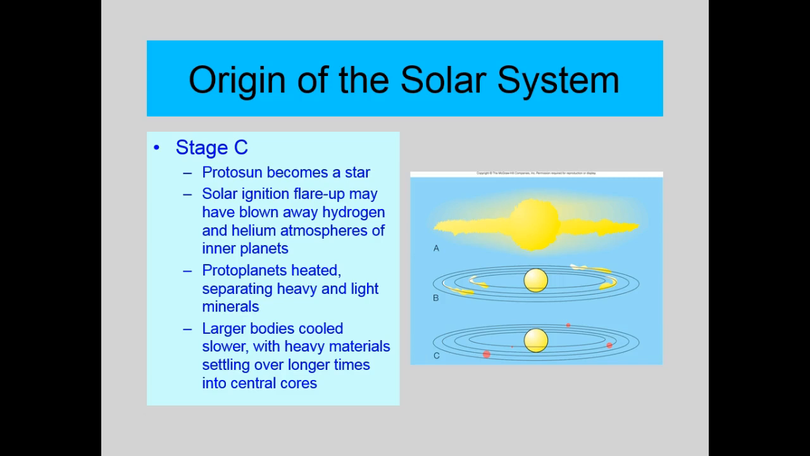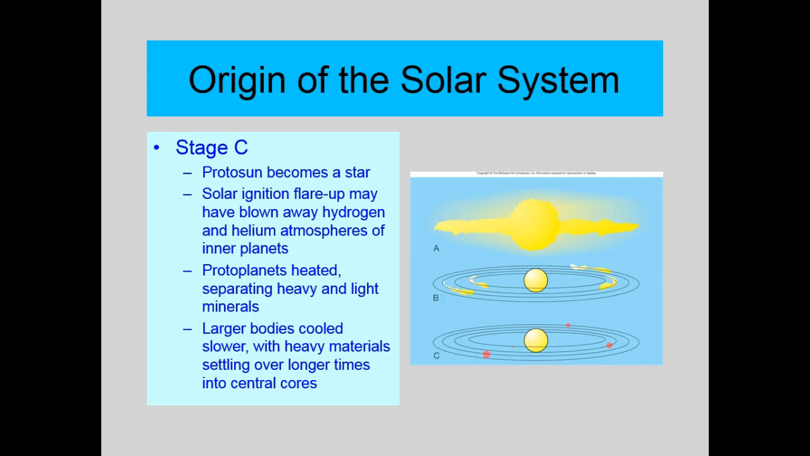Because remember, Mercury has basically no atmosphere at all. Venus has a very dense atmosphere, but not much hydrogen and helium. It's mostly carbon dioxide, sulfuric acid, those kind of gases. We have mostly a nitrogen atmosphere with some oxygen in it, but that's mostly provided by the green plants. And then Mars has a very, very thin atmosphere.